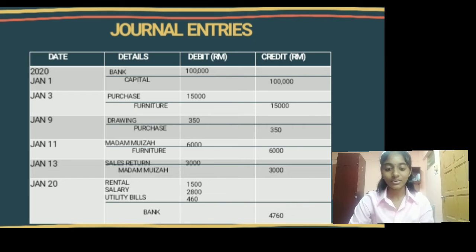And lastly, on 20 January, payments were made by check for the following: 1,500 for the shop rental, 2,800 for the salary, and 460 for the utility bills. Payments were made by check, so it would be on bank. We will write it as a bank, and bank would be on credit side. On debit side itself, we will write rental, salary, and utility bills.